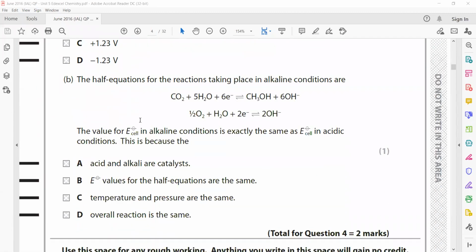The half equations for the reaction taking place in alkaline conditions. The value of the standard electrode potential of a cell in alkaline conditions is the same as that in acidic. This is because whenever the overall equation is the same, the electrode potential is also the same. When we write the total overall combined equation, we get the same result. That's why the electrode potential of a cell in alkaline condition is the same as in acidic. D is the right answer.